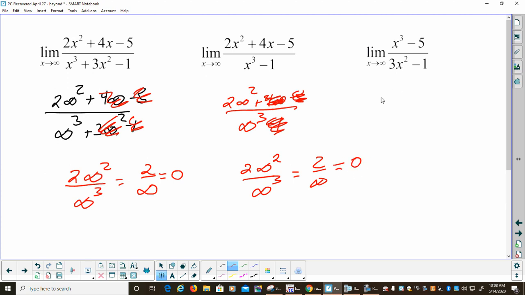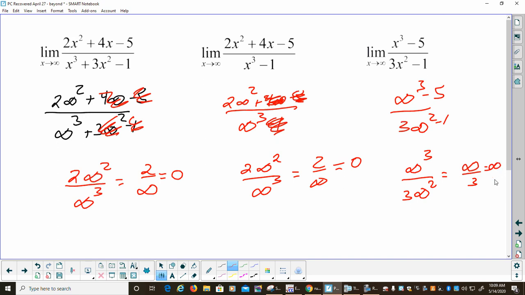If you've got one like this, it's just infinity cubed minus 5 over 3 infinity squared minus 1, which is infinity cubed over 3 infinity squared, which is just infinity over 3, which is no limit, because this would reduce to just infinity, which is no limit, DNE. So DNE is your answer. All right, so what are the ones in Delta Math going to look like?